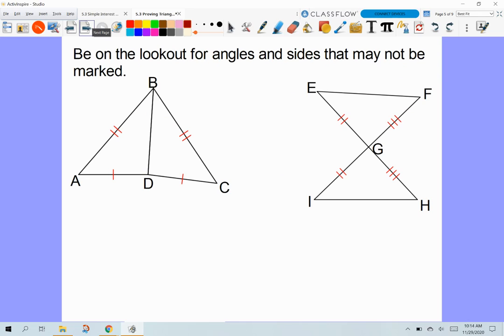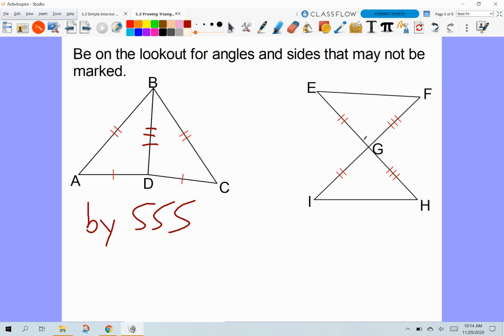Okay, so one thing that you'll have to be on the lookout for are sides or angles that aren't necessarily marked. These are going to be the tricky ones. Now, these two triangles here, ABD and CBD, they're two triangles, but they have the same shared third side. So if you can compartmentalize that and look at one triangle and then the other triangle, these guys are actually going to be congruent by side.